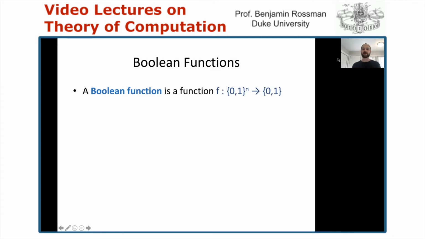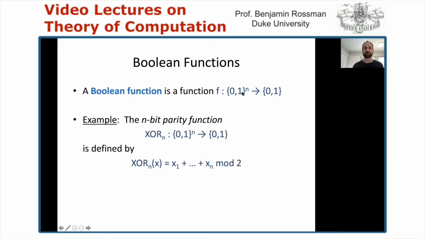Okay, so in circuit complexity, the main objects of study are Boolean functions and Boolean circuits. A Boolean function is a function f from the hypercube {0,1}^n, so the set of n-bit strings, to {0,1}. A running example will be the n-bit parity function, denoted XOR sub n. On a string x, the parity function outputs the number of ones in x mod 2. In other words, the sum of the coordinates x1 to xn mod 2.